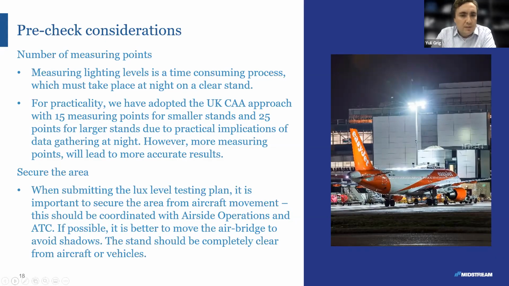So for that reason, we've adopted the United Kingdom's CAA approach, which is 15 measuring points for smaller stands, and extended that to 25 measuring points for larger stands, because due to the practical implications at night, you can't be there measuring 100 points. Clearly, the more measuring points you have, the more accurate results. But we found, working with a number of aviation authorities, that the 15 and 25 points is enough to understand the state of the lighting on the apron. Okay, so that's the first point, the number of measuring points.